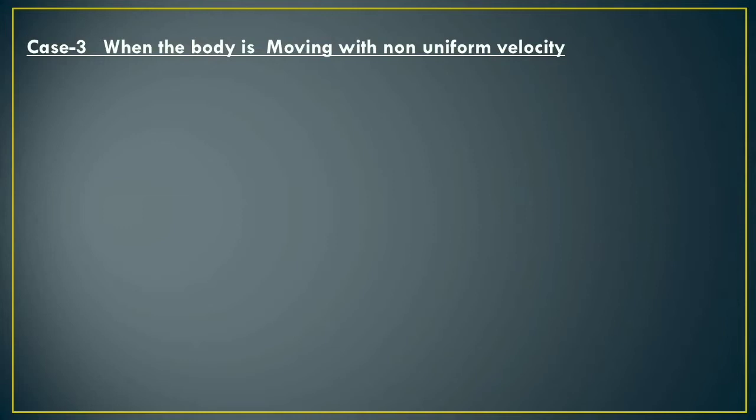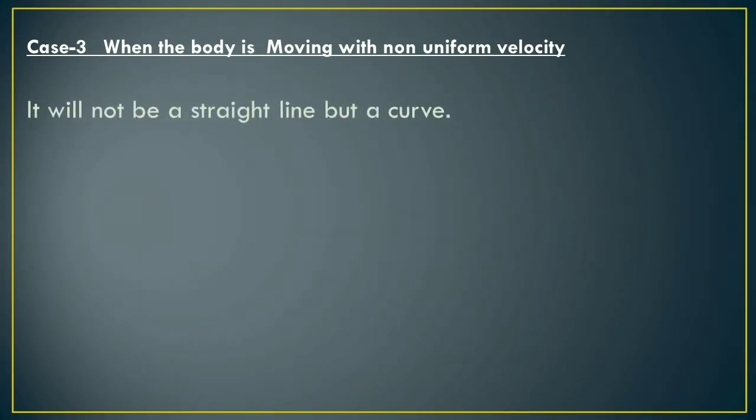Now our third case is when the body is moving with non-uniform velocity. The displacement time graph for a body moving with non-uniform velocity is not a straight line but a curve, in the same way as we did in the distance time graph. As we know, if the body is moving with non-uniform velocity, that means it is covering unequal distance in equal intervals of time in a particular direction, or it is covering equal distance in equal intervals of time, but its direction is changed.